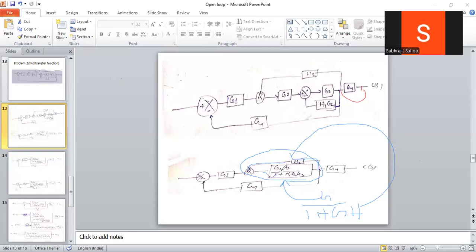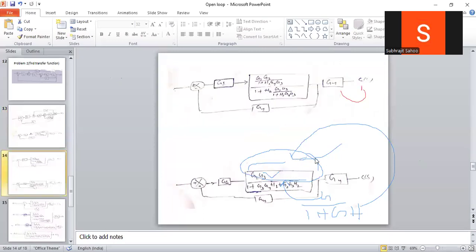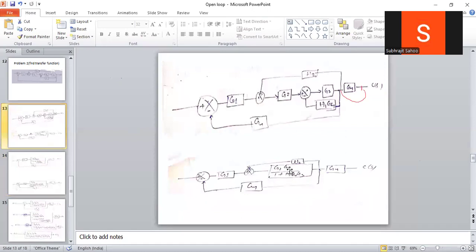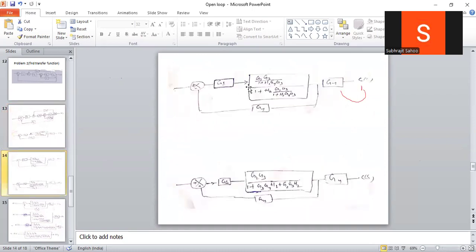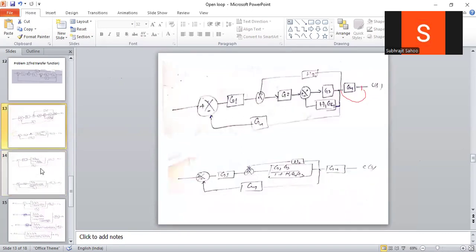Just in place of G, put this value. In place of H, put H2. Observe, sir, here. I have done the same thing here. See, I have done the same thing here. Right? H2 is there. So this G2, G3, 1 plus H1, G4, G3. Here G2, G3, 1 plus H1, G4, G3. This is G divided by 1 plus G into H. H is which one? H2. H is H2 here. Right? So this is the solution.